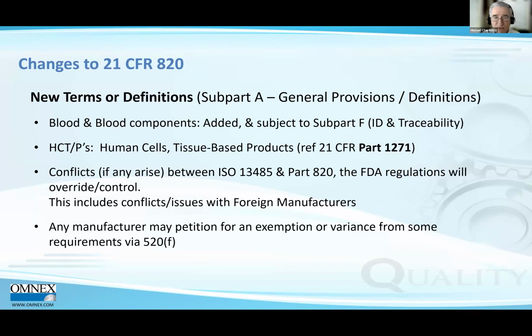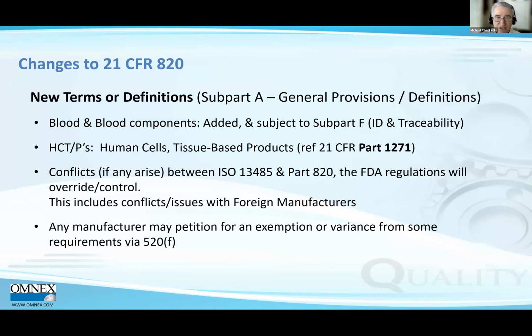Conflicts, if they arise between 13485 and part 820, the FDA regulations will override or control. This includes any conflicts or issues with foreign manufacturers. What the FDA covers, and if there's a disparity between what goes on in foreign countries, their regulations, if you're exporting product or devices, you need to still meet the FDA requirements, regulations.